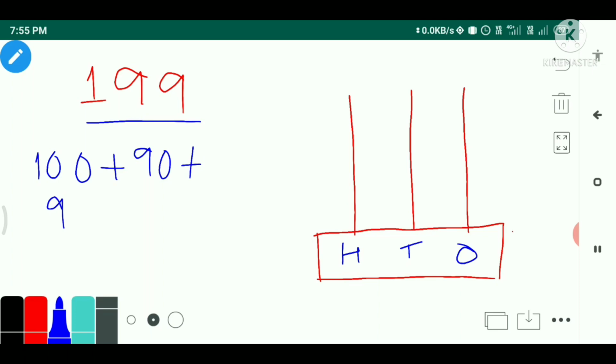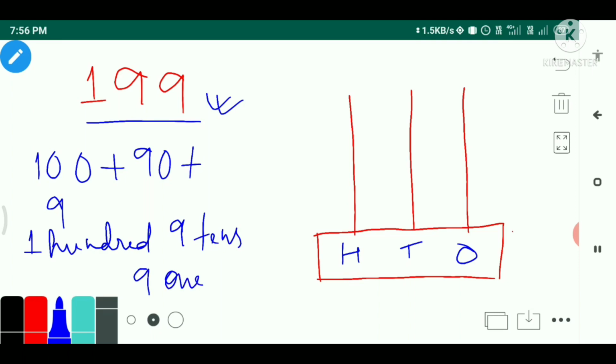And in words, if I write this value according to the place value, then where does 1 stand? In the hundreds place. Then where does 9 stand? In the tens place. And one more 9 stands where? In the ones place. So we'll place the value according to the place value.